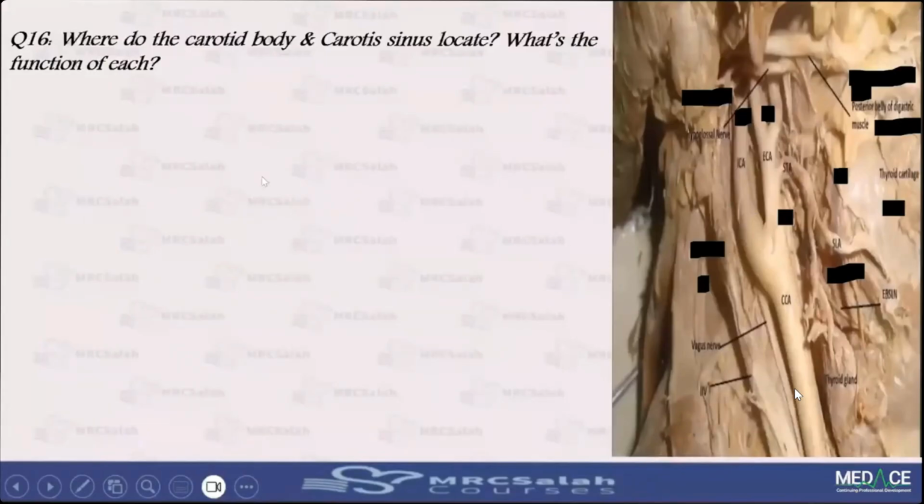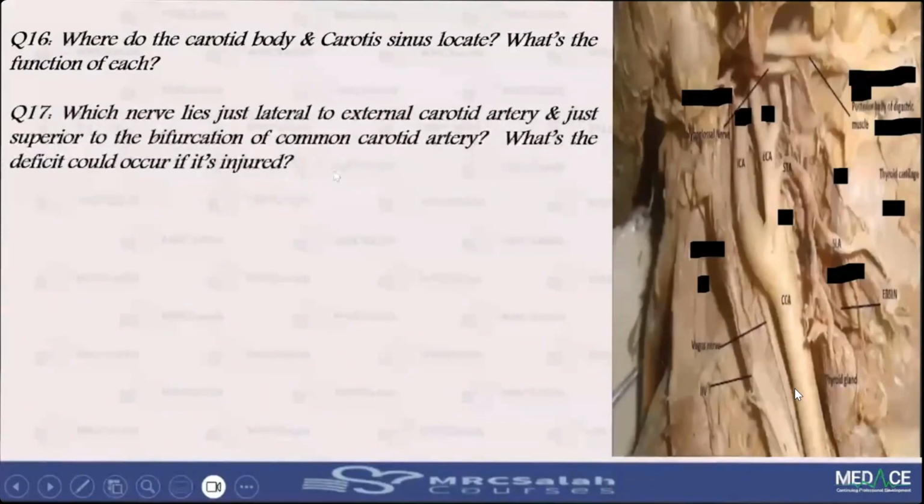What is the function of each of them? Carotid body is responsible for the chemoreceptor. Carotid sinus for the baroreceptor. Yes, so the carotid body responds to the change in the pH and the carbon dioxide level, and the carotid sinus responds to the pressure, blood pressure. Because of that, we use the carotid massage when the patient has sinus tachycardia to give a false signal from the carotid sinus to the heart to slow down.